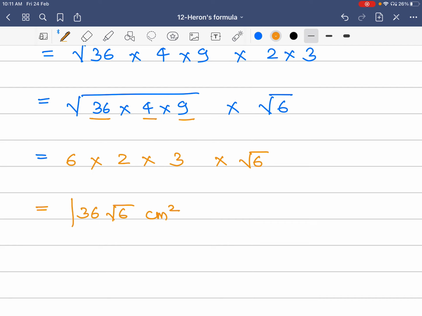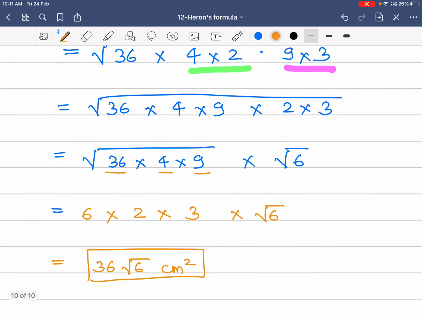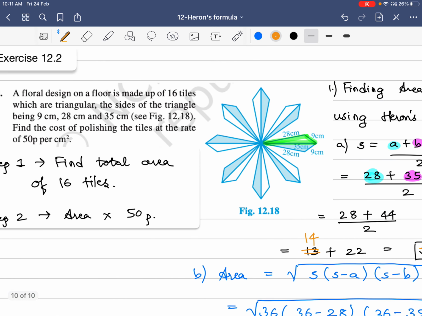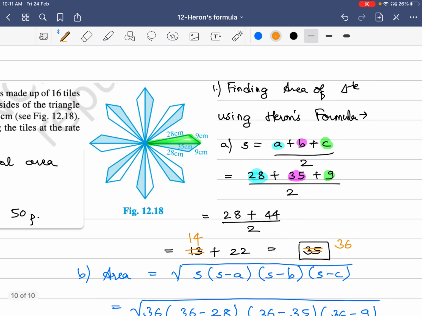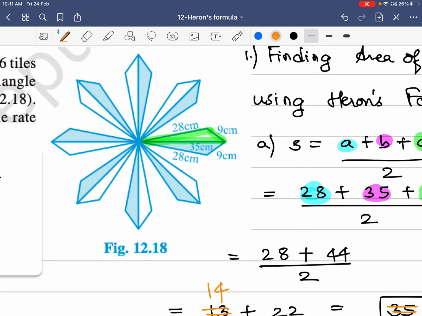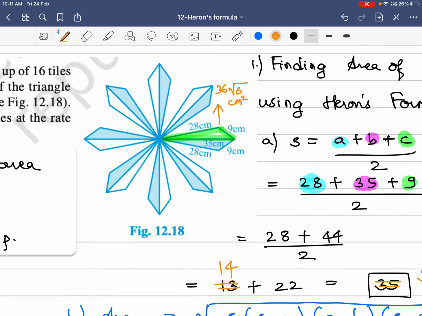This becomes the area of one triangle. Now, this is a very important thing: 36 root 6 is the area of one triangle. So where should I mention this? Let's zoom into this figure. I'm just going to write it like this: 36 root 6 centimeters square. This becomes the area of one triangle.